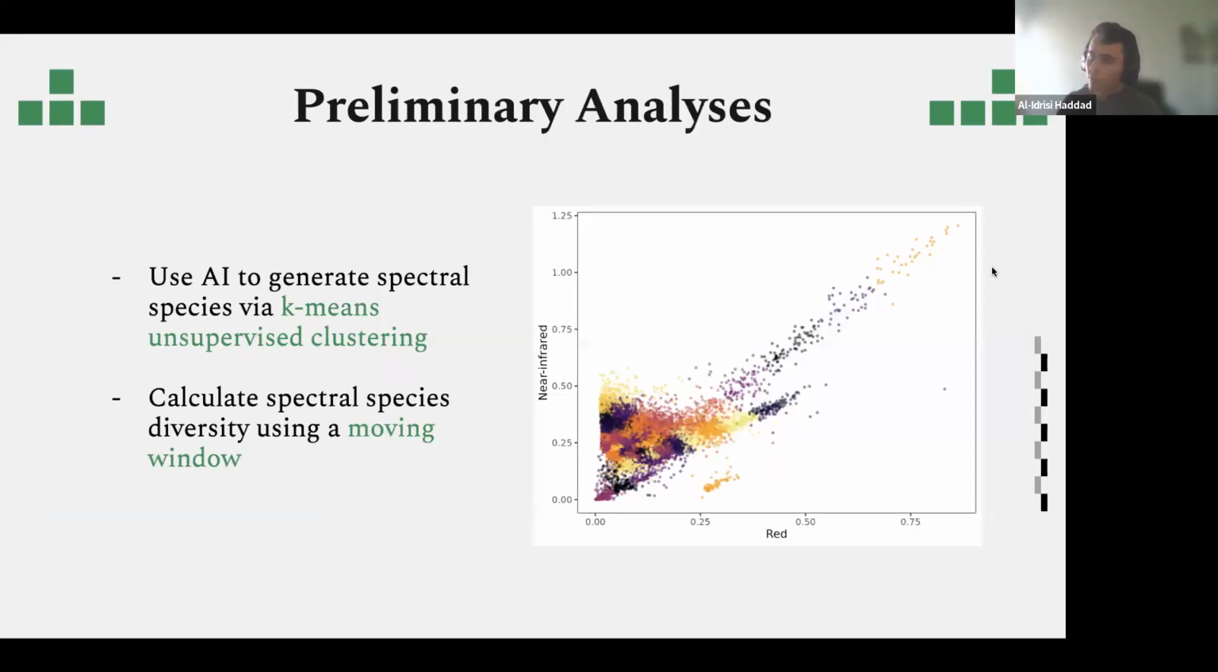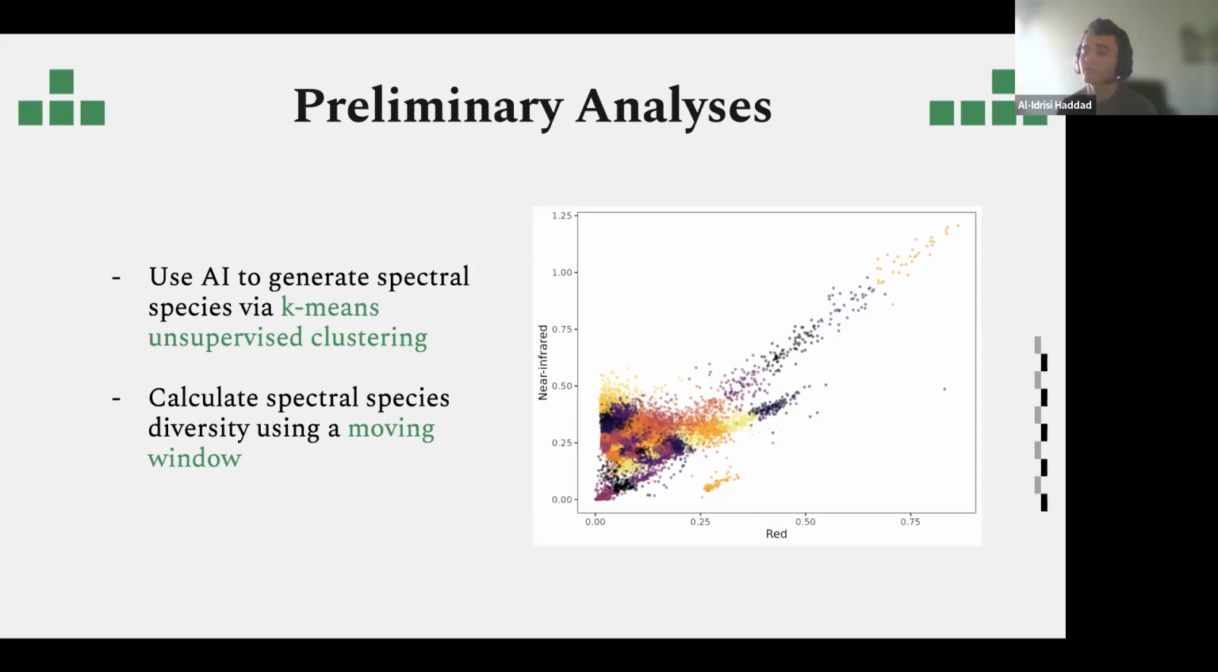Yeah, and so for our preliminary analyses, we leveraged the data cube and the massive computational resources provided to us, and we ran a k-means unsupervised clustering algorithm on particularly our spectral data to designate our spectral species. After a bit of tinkering, we found that 50 clusters was the best based on our evaluation metrics. And we have our visualization here with red light on the x-axis and near infrared on the y-axis. And each of those different colors represents a different cluster of a spectral species.